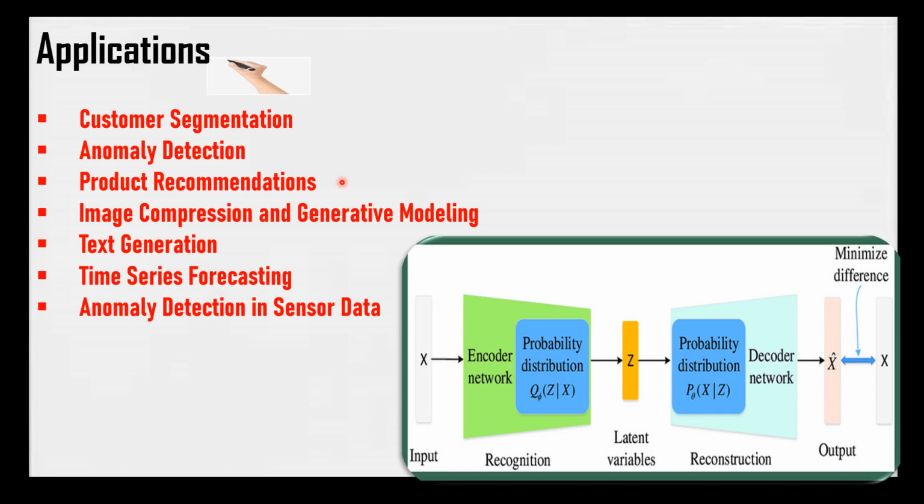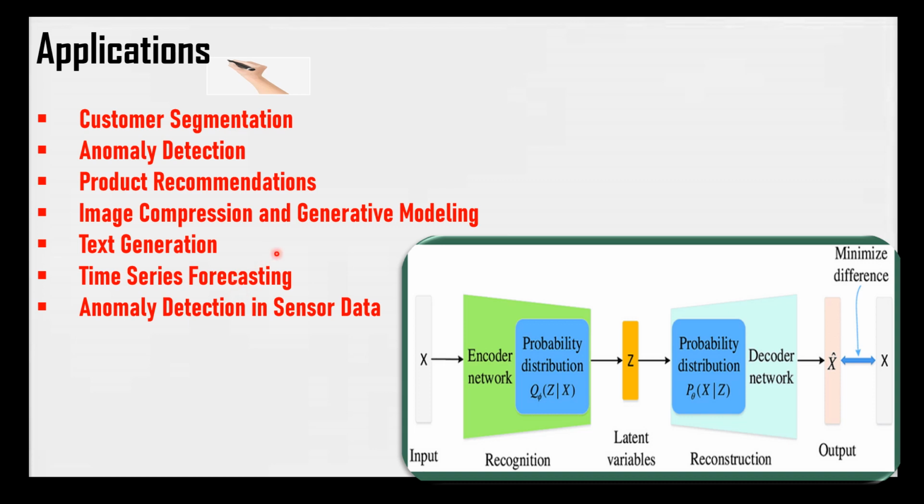Then it can be used in image compression and generative modeling, where it can be used to compress images while preserving their essential features, reducing storage requirements and speeding up computations. Then it can be used in text generation, where it can be applied to sequential data such as text to learn a latent representation of input data, and this knowledge can be used to generate new text, for example product reviews, descriptions or even news articles.